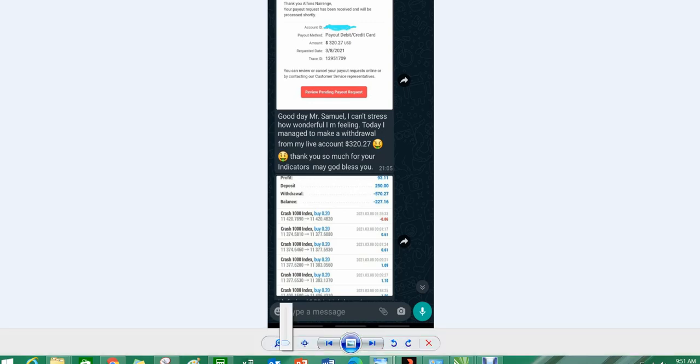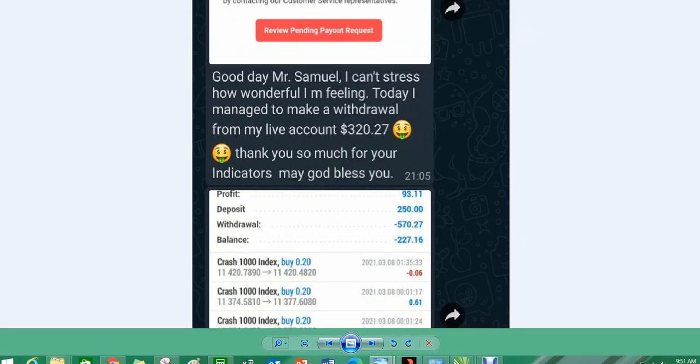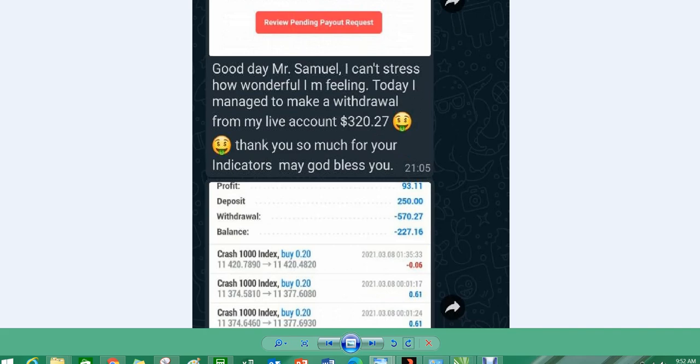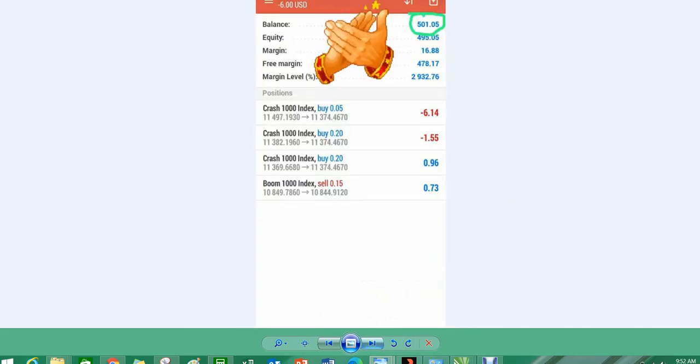Let me zoom it out a bit so that you will see it. Deposited $250, took it up to $570, and he withdrew $570. He took it up above that, and he withdrew $570, leaving a small amount of the money in his account. So this is amazing. I'm really happy to see this also.